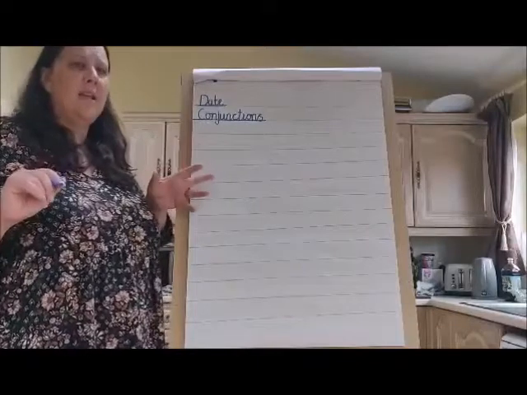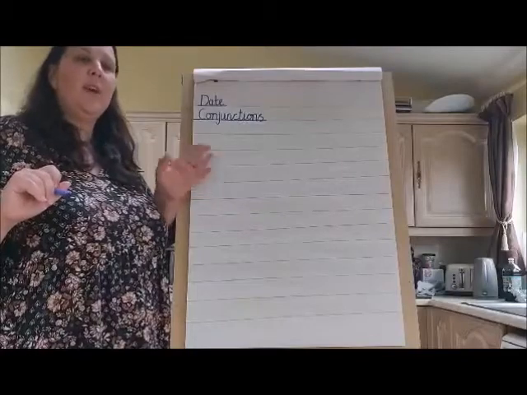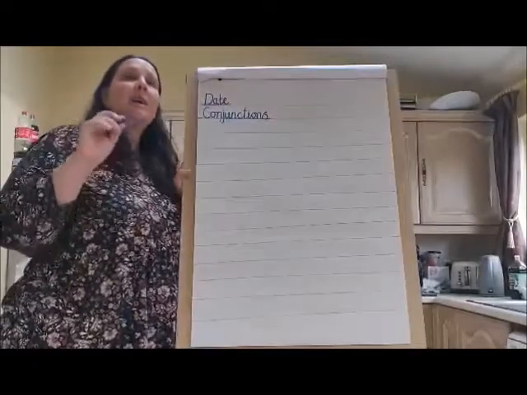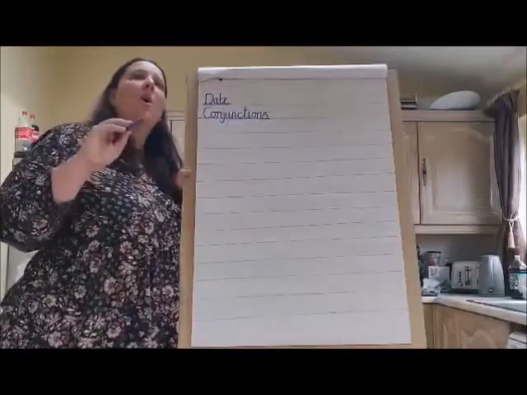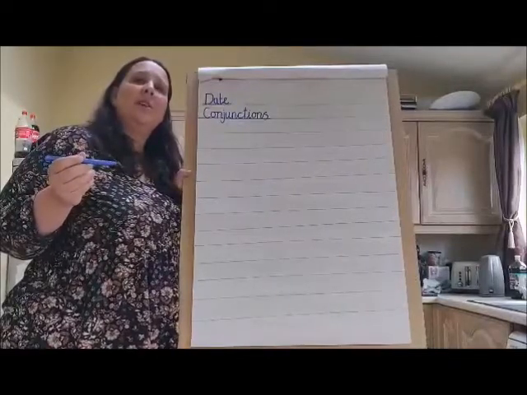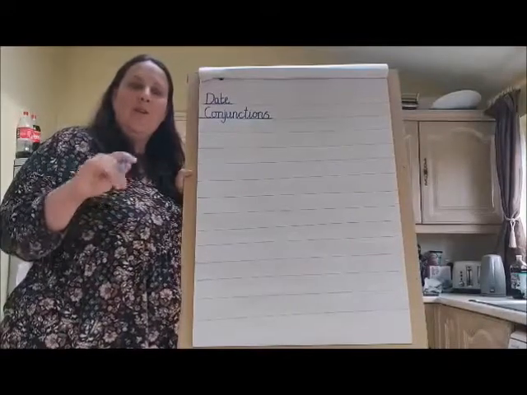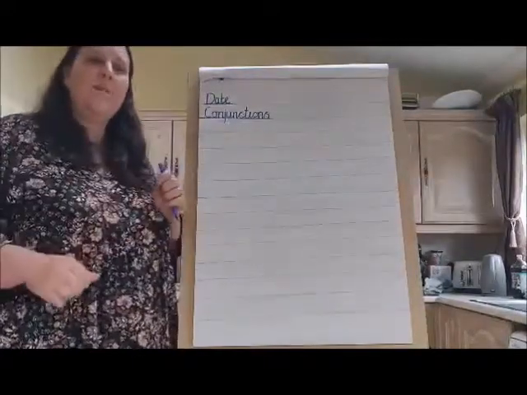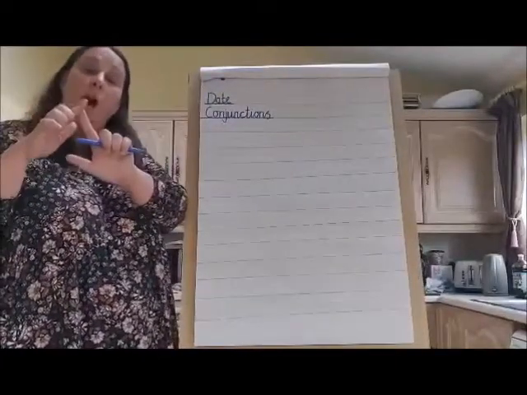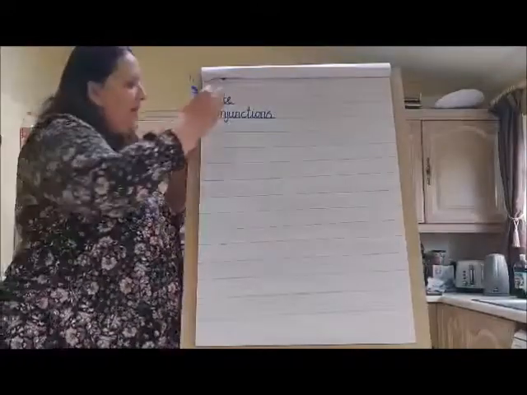I can see decorations. Hang on, let's describe these decorations. I can see red, blue and white decorations blowing in the wind. Repeat that sentence with me, are you ready? I can see red, blue and white decorations blowing in the wind. Brilliant, I'm going to write it down.